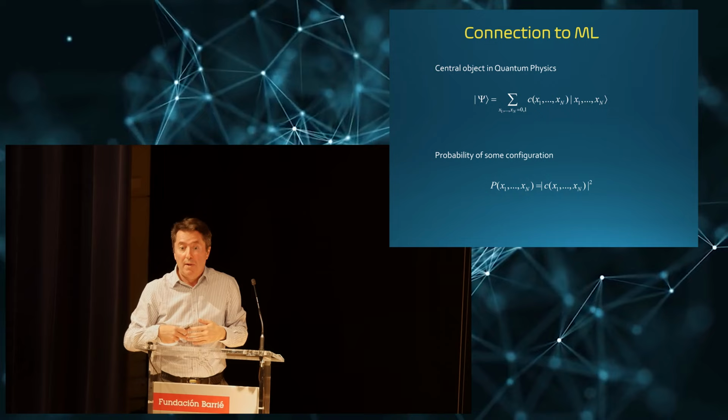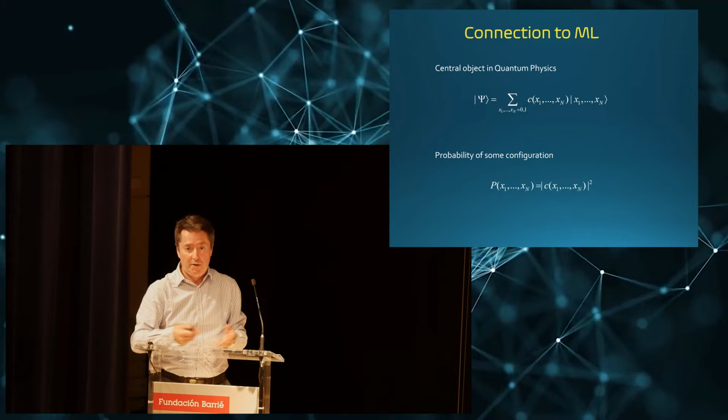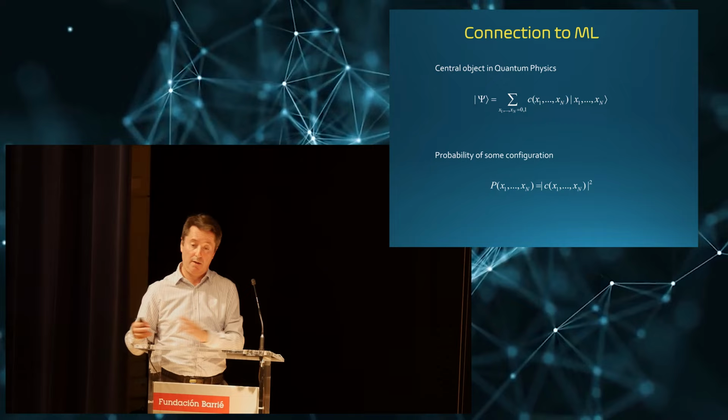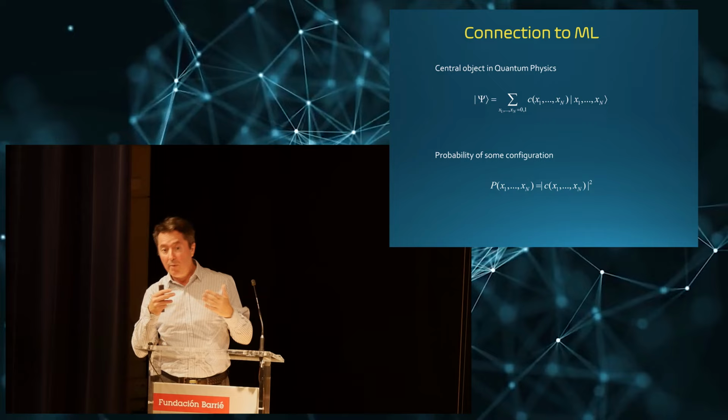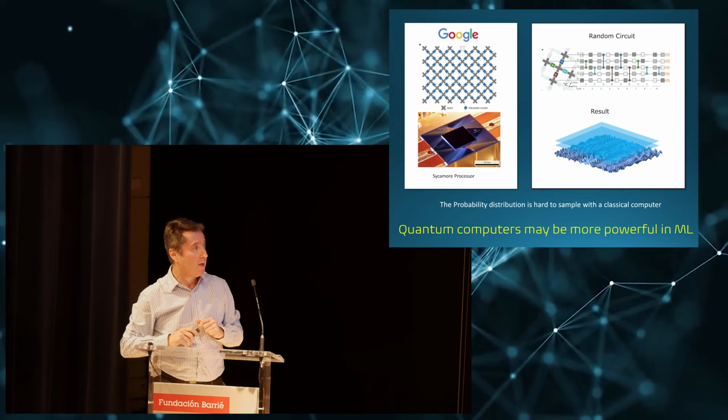However, there might be a way of writing these coefficients in a more efficient way just by using some other particular probability distributions. And that's the connection to machine learning, because in machine learning, when you want to learn some process which depends on many variables, what you want to do is to learn the probability distribution. So in quantum physics, we also want to learn the probability distribution, overcoming the problem of having to use an exponential number of variables.